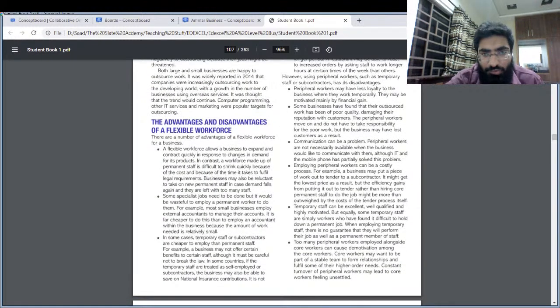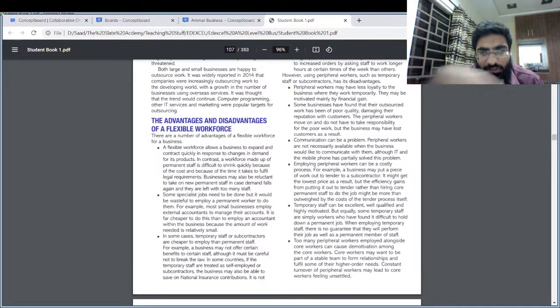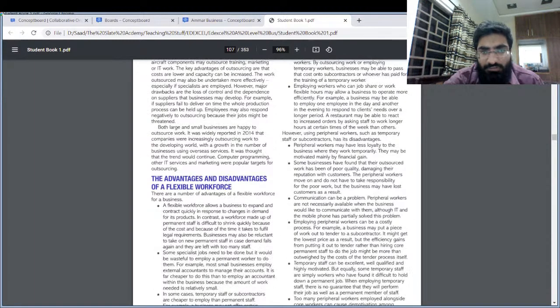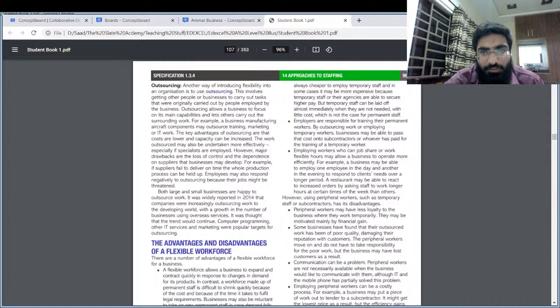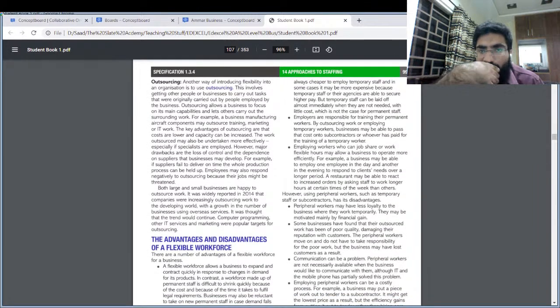Quickly, if you could go through the advantages and disadvantages of a flexible workforce. We have gone through many of these, so it's just a matter of quickly going through the list again. This you can see on the screen, right? This is page 107 of the PDF.